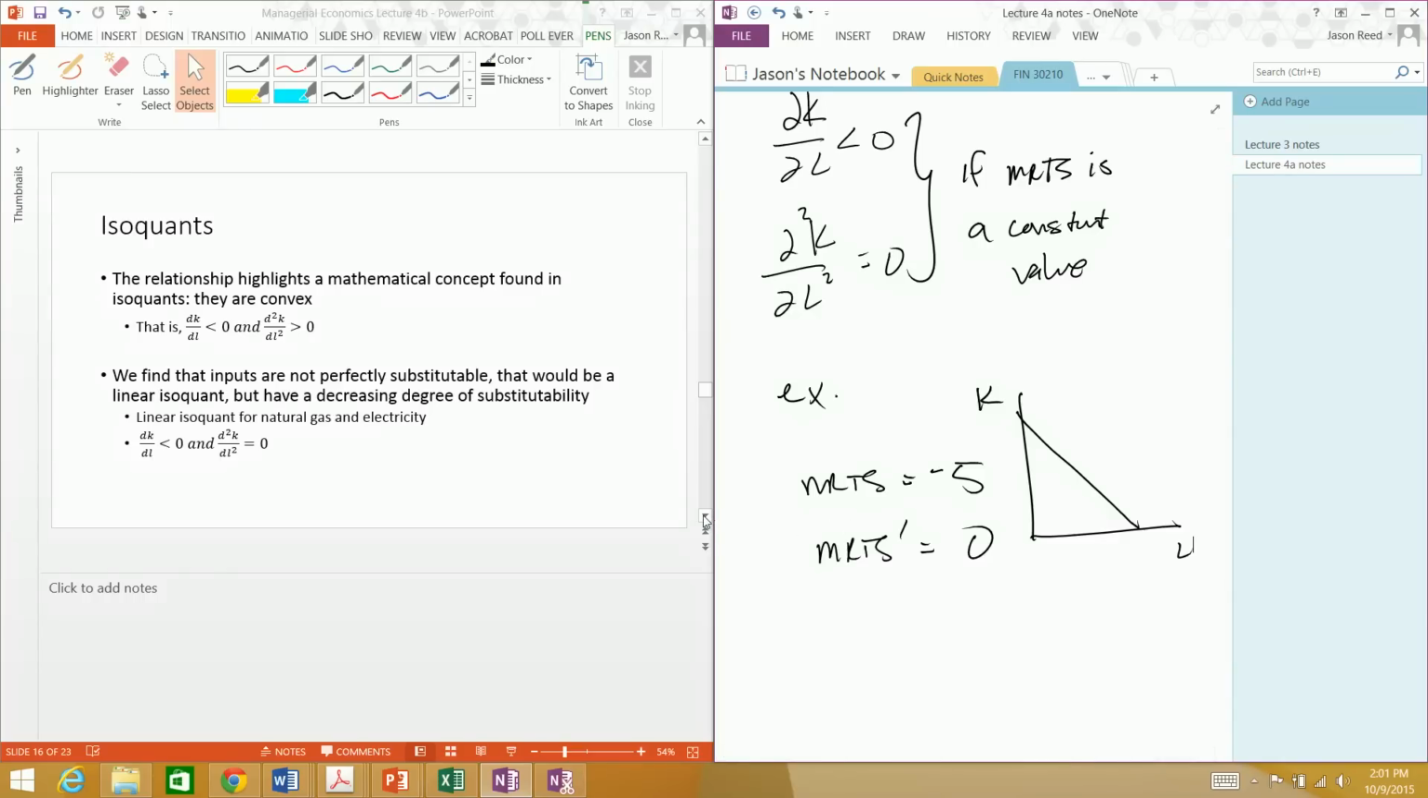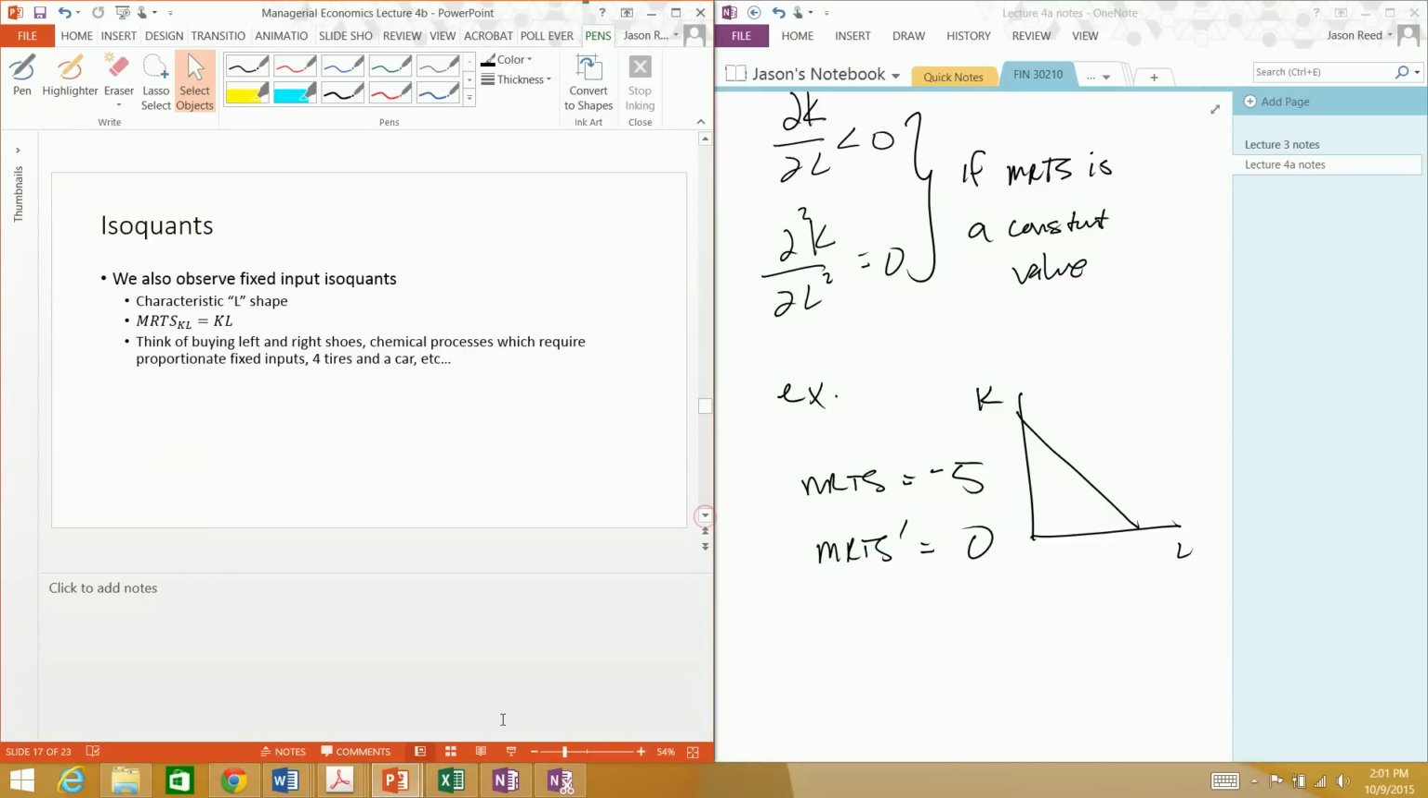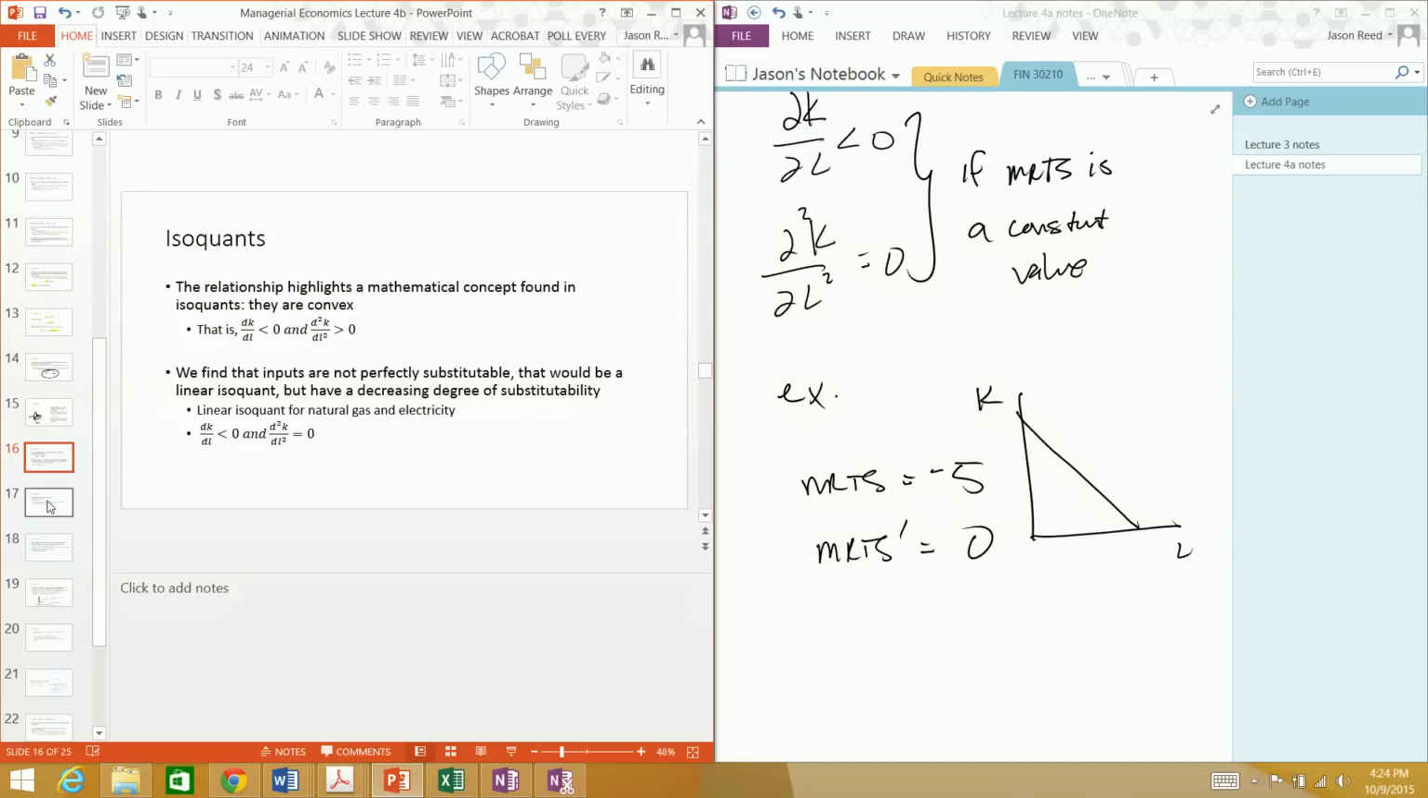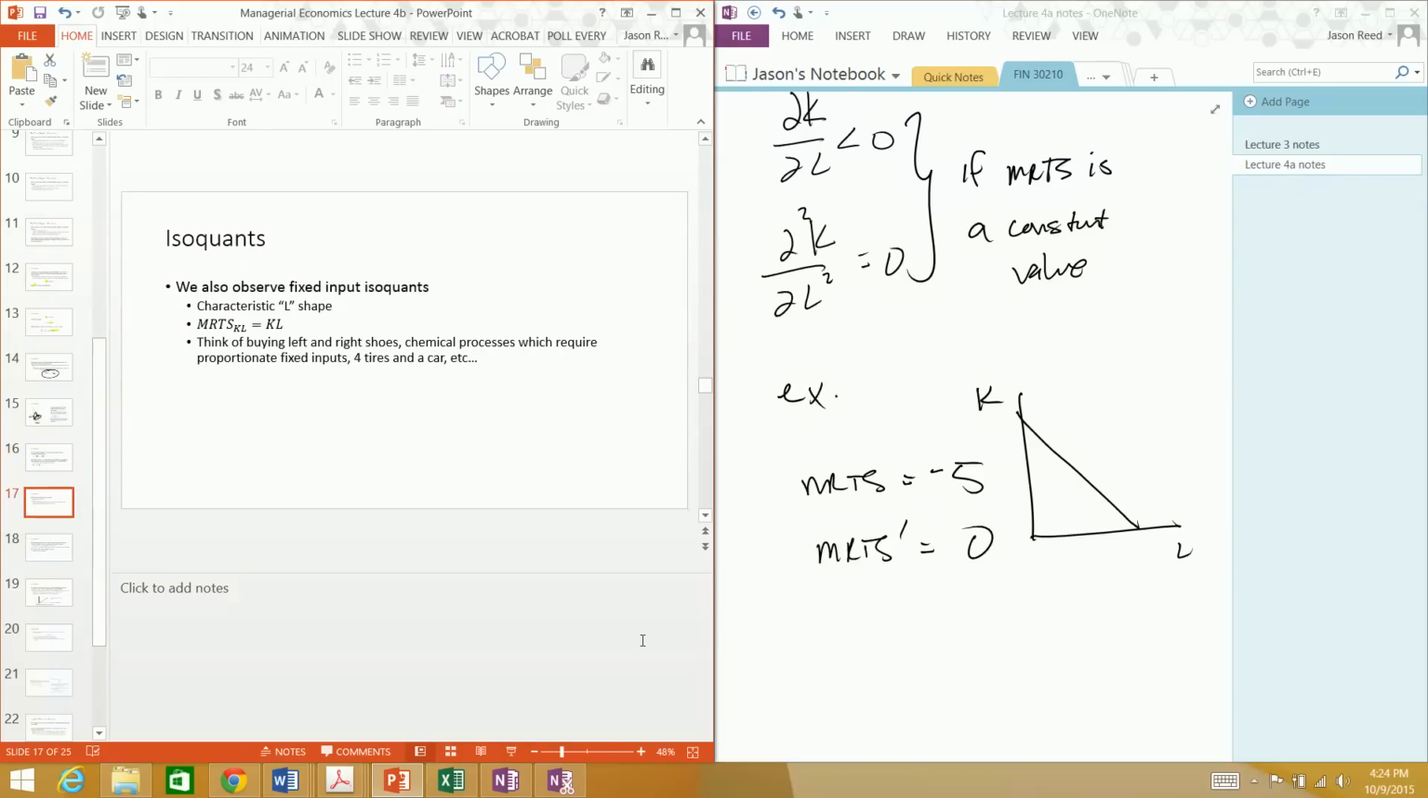We can now switch gears and talk a little bit about different shaped isoquants. We want to continue looking at different isoquants here, and the next one we want to look at is what we call our fixed input isoquants. The actual isoquants themselves will have a very specific L shape. So we want to think of this as having a fixed amount of inputs that we can use.